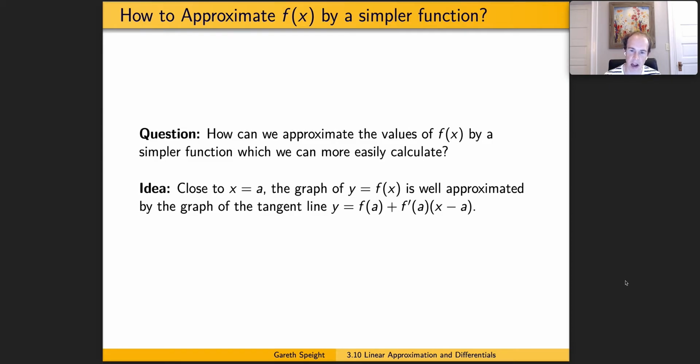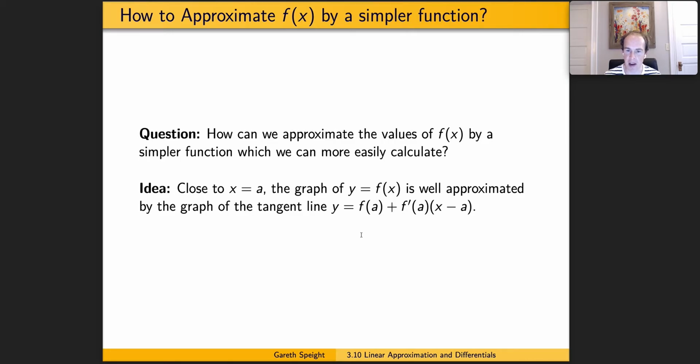So the tangent line, we normally write it as y minus y1 equals m times x minus x1, and the point is a comma f of a, the slope is f prime of a. So you can rearrange the slope of the tangent line to have this formula. Okay, so since the graph of the curve is well approximated by the graph of the tangent line, that means also the y values are going to be pretty close. So the y value of the curve is going to be close to the y value of the tangent line, at least if we're close to a.